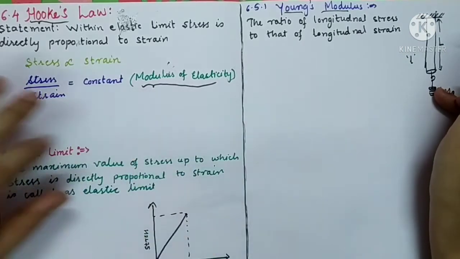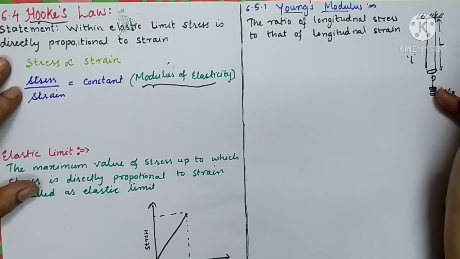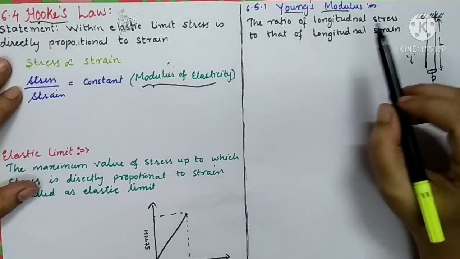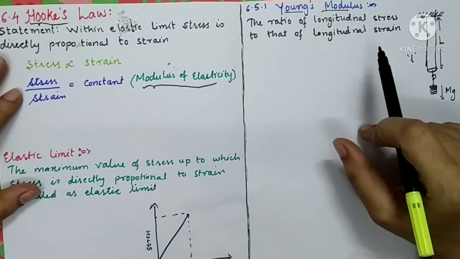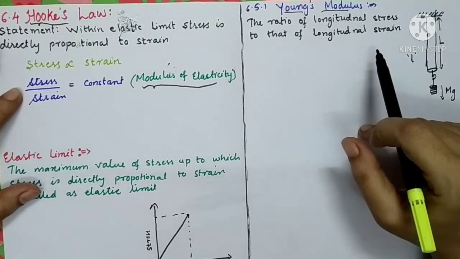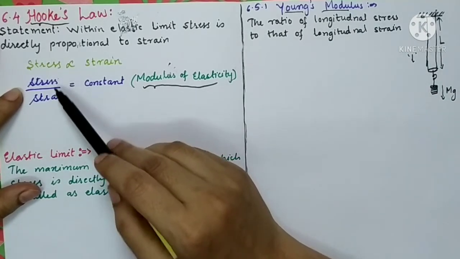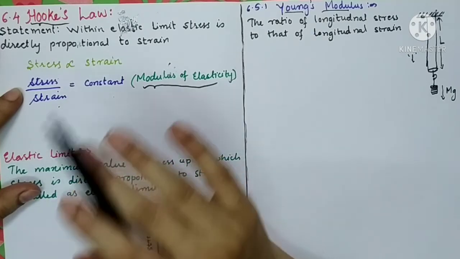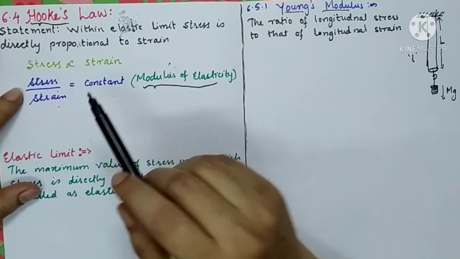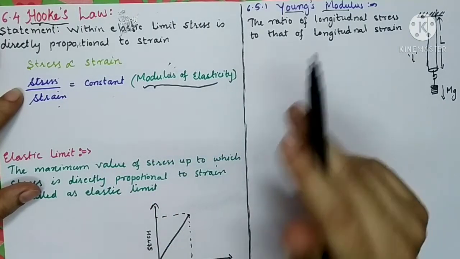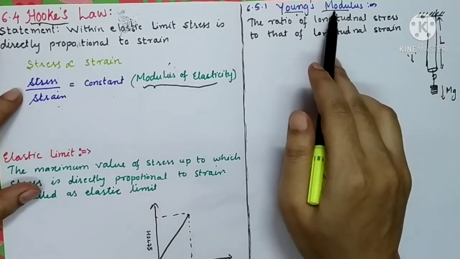So based on this definition of modulus of elasticity, how can we define the Young's modulus? Here please remember that Young's modulus deals with the change in length, or it deals with the longitudinal stress and longitudinal strain. So the ratio of stress to strain is called the modulus of elasticity. Here we will specify that the ratio of longitudinal stress to longitudinal strain is called Young's modulus.